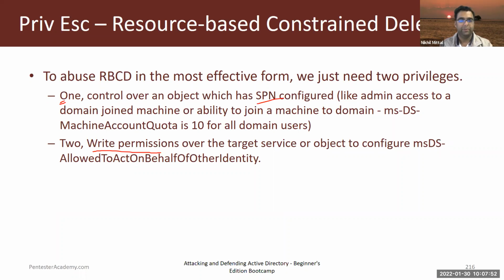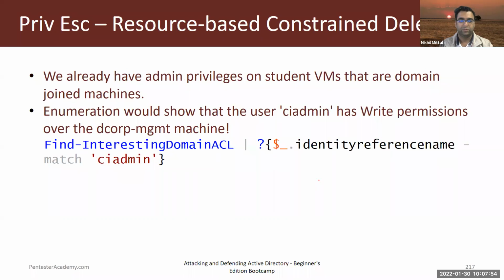For example, in the lab, we already have admin privileges on the student VM. So we would not need to join a machine. However, in our enumerations, we'll see that the user CI admin has write permissions over the dcorp MGMT machine. What does that mean? That means that as CI admin, we can go ahead and configure resource-based constrained delegation on dcorp MGMT.